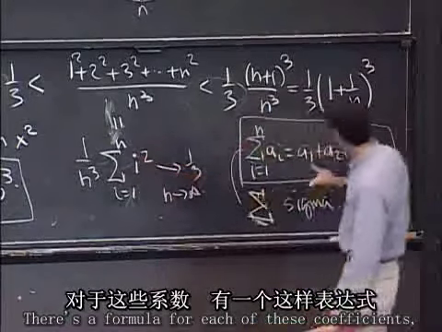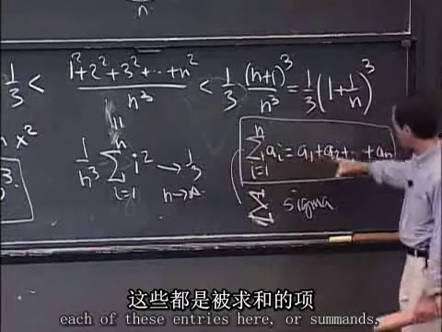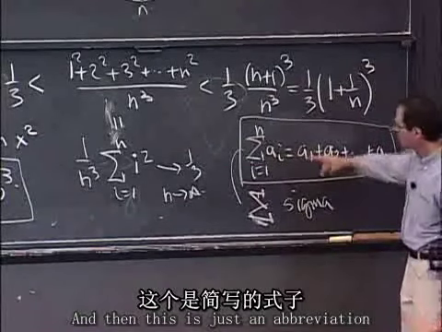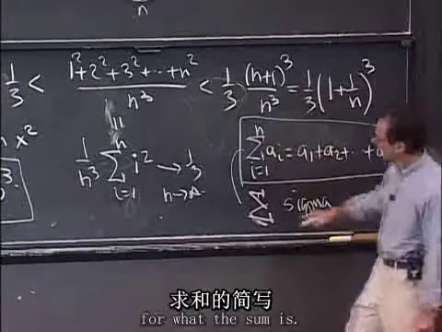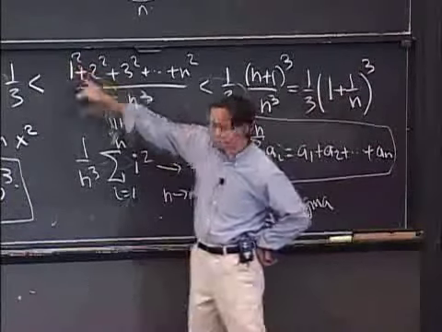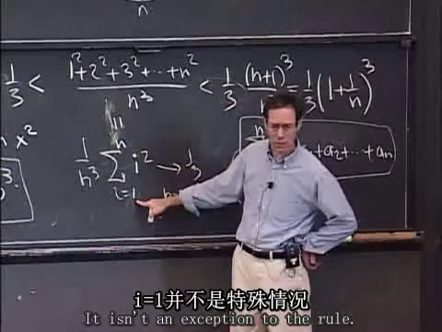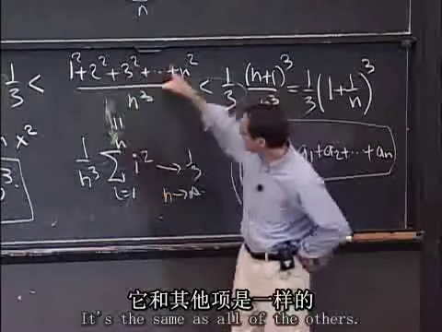All right, so this is the way the summation notation is used. There's a formula for each of these entries here, or summands, and then this is just an abbreviation for what the sum is. And this is the reason why I stuck in that 1 squared at the beginning, so that you could see that the pattern worked all the way down to i equals 1. It isn't an exception to the rule. It's the same as all of the others.